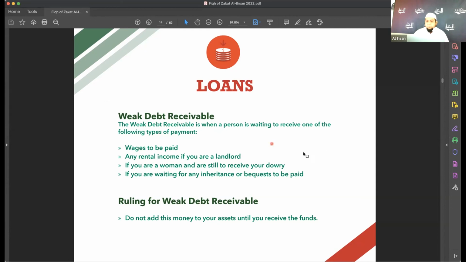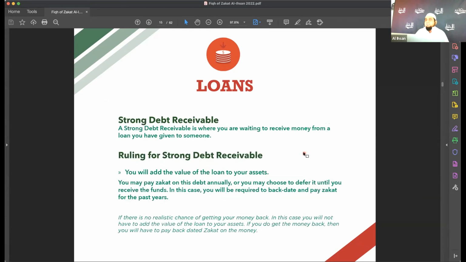Okay, that's a weak debt. A strong debt, as you can probably guess, is when you gave money and now it's owed back to you. So when you give a loan, you are still the owner of that money. It's still your money. Someone else is using it for now. Zakat is due on that.